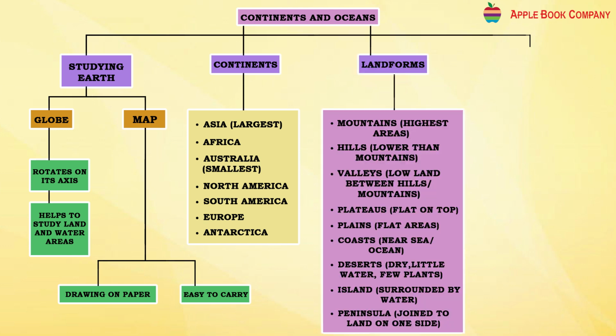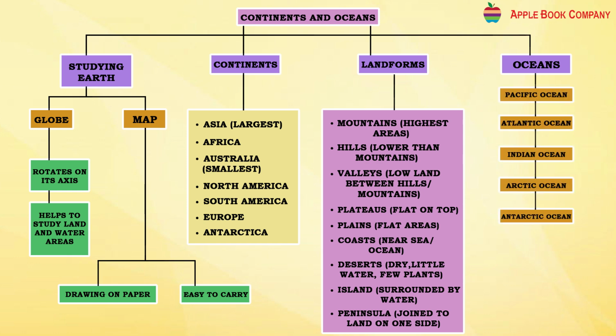Landforms: mountains, which are the highest areas; hills, lower than the mountains; valleys, low land between hills and mountains; plateaus, flat on top; plains, flat areas; coast, near sea or ocean; desert, dry, little water, few plants; island, surrounded by water; peninsula, joined to land on one side. And the oceans: Pacific Ocean, Atlantic Ocean, Indian Ocean, Arctic Ocean, Antarctic Ocean.